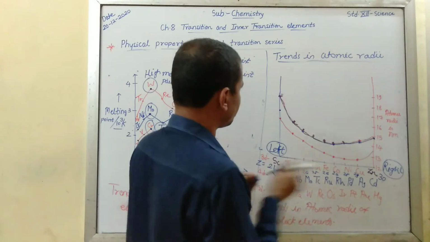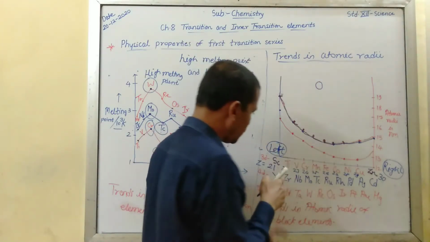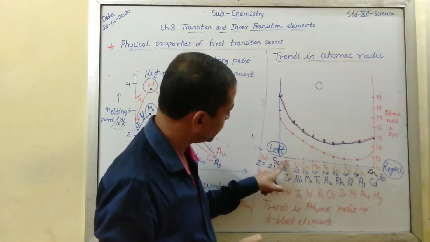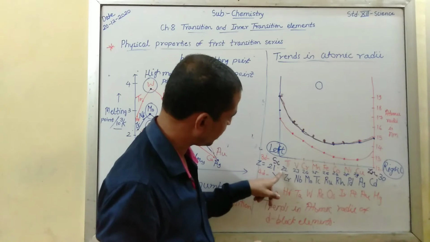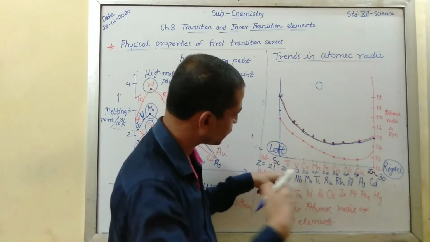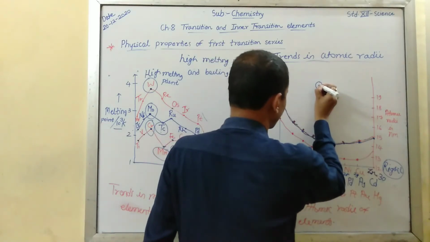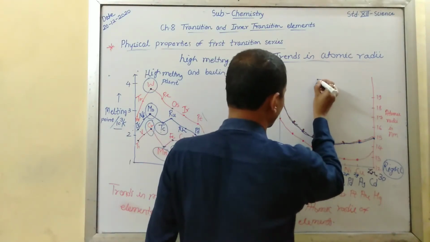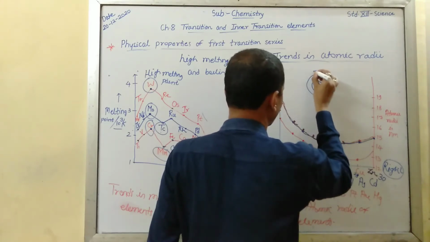You know that for every element the nuclear charge increases by 1. For titanium it is increased by 1, it is 22. For vanadium it is also increased by 1, that is 23. Now come to this. This is nucleus, first shell, S subshell, P, D and F.